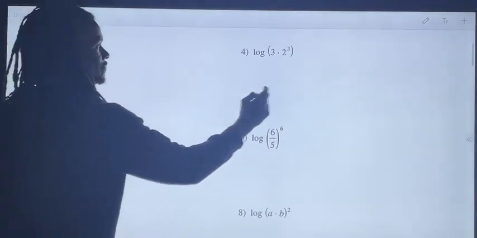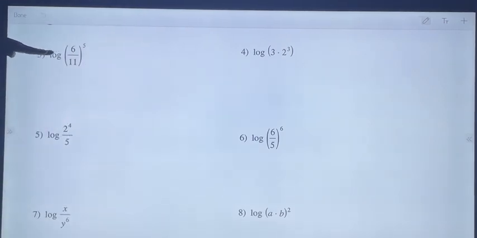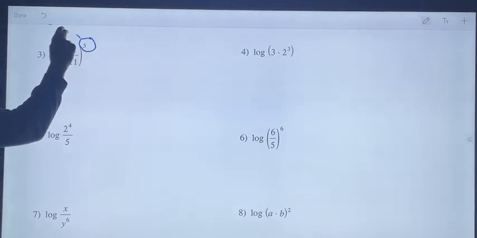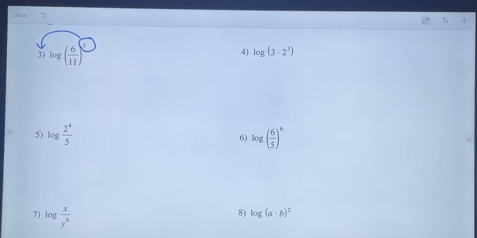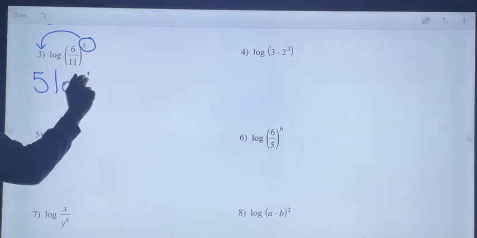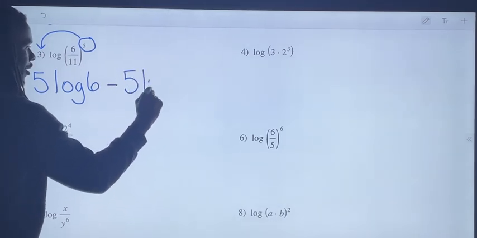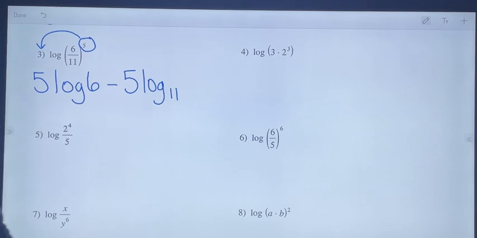Wait, so this one you're turning into exponential, right? No, we're just expanding it. So if we have log 6 over 11 raised to the 5 power, remember, you're going to take that 5 and just put it in front, the exponent. So your answer becomes 5 log 6 minus 5 log 11.